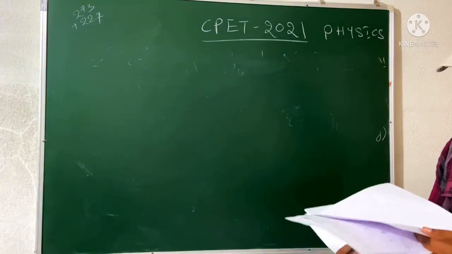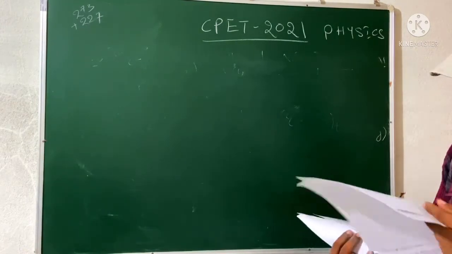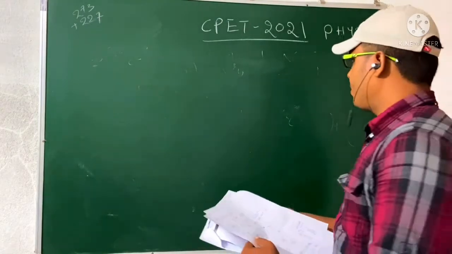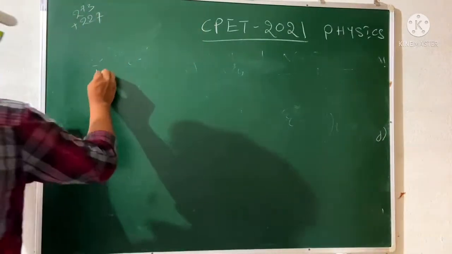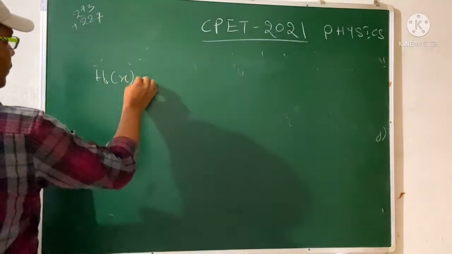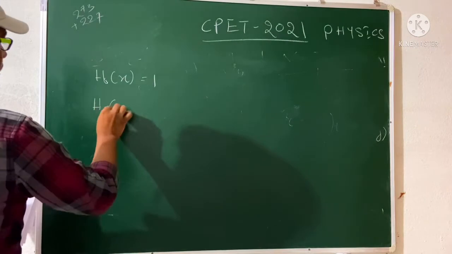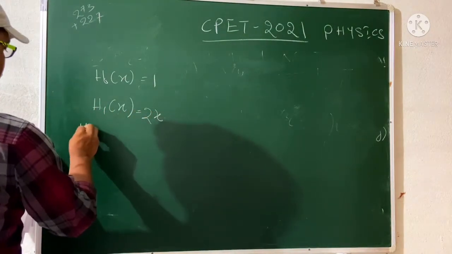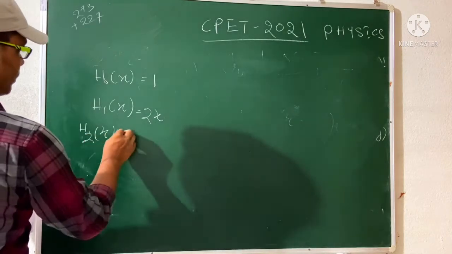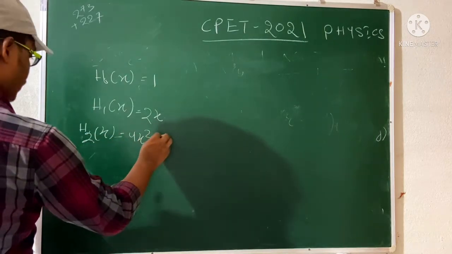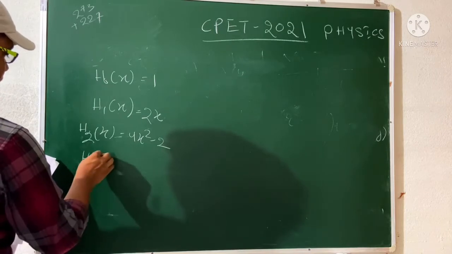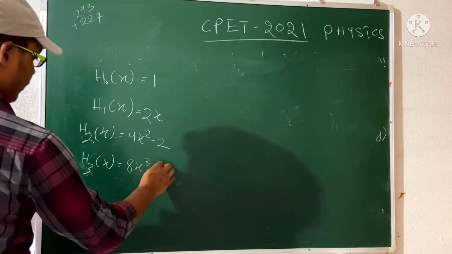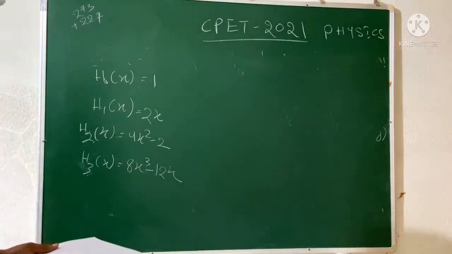Okay, so this one. What are the Hermite polynomials? Remember the Hermite polynomials: H0(x) is 1, H1(x) is 2x, H2(x) is 4x² minus 2, then H3(x) is 8x³ minus 12x. Now you do the operation.